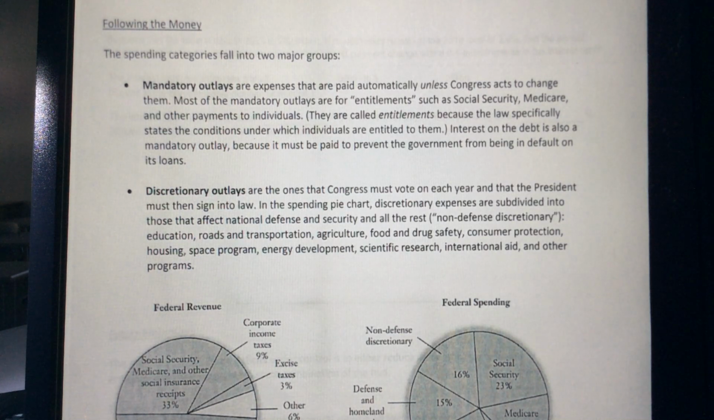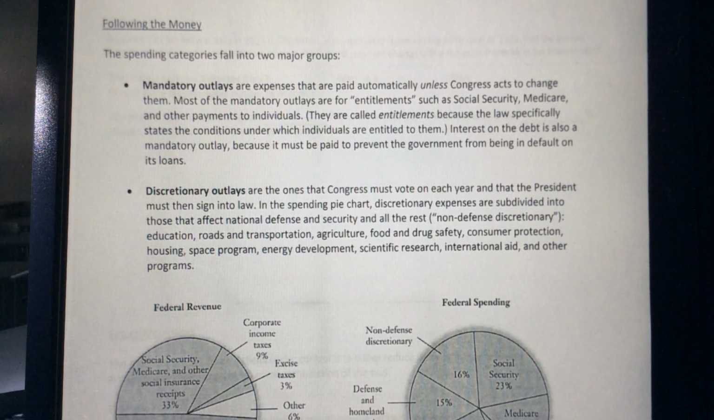Interest on the debt is also a mandatory outlay because it must be paid to prevent the government from being in default on its loans. Okay. And then next is discretionary outlays. Those are the ones that Congress must vote on each year and that the president must then sign into law.